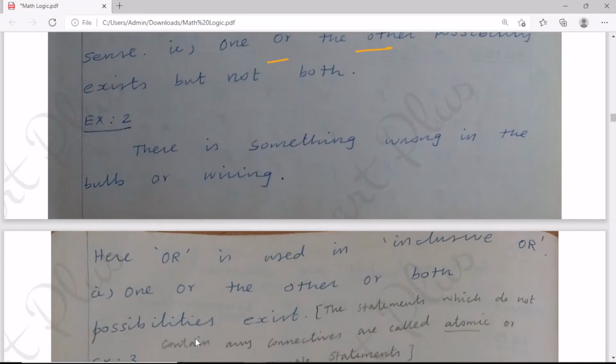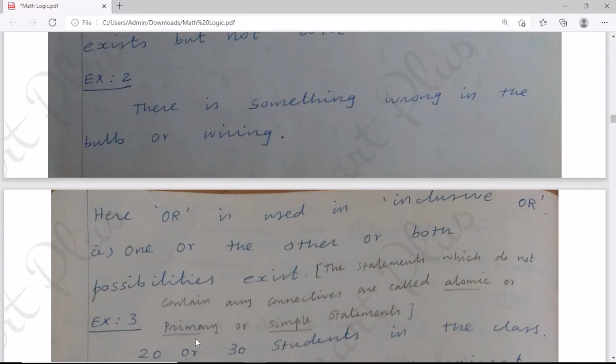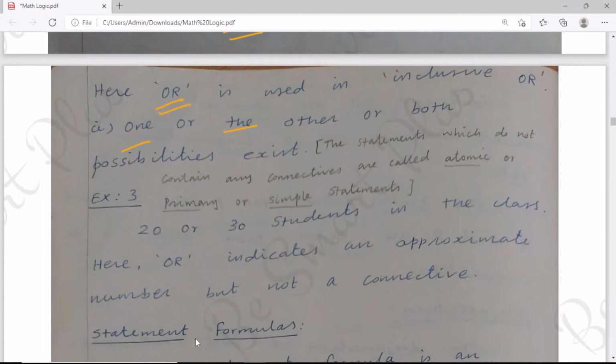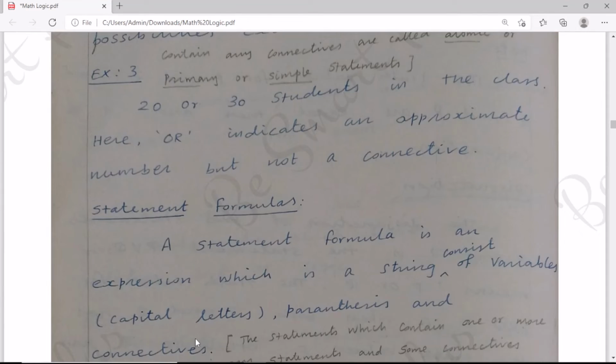Let me give you another example. There is something wrong in the bulb or wiring. Here, or is used in an inclusive sense. That is, one or the other or both possibilities exist. Next, 20 or 30 students in the class. Here, or indicates an approximate number but not a connective.